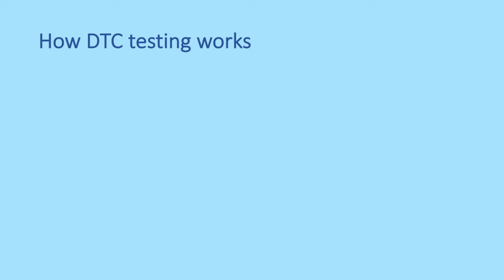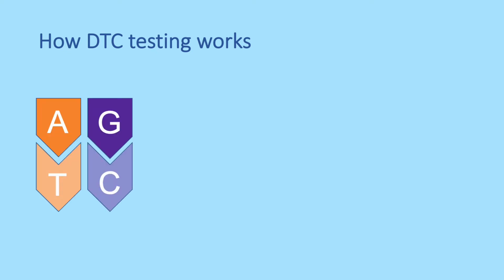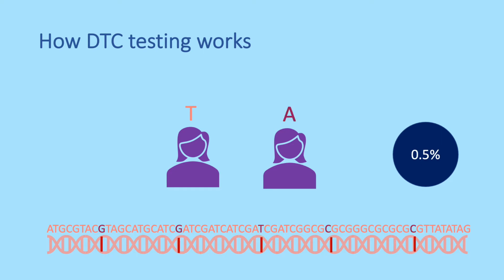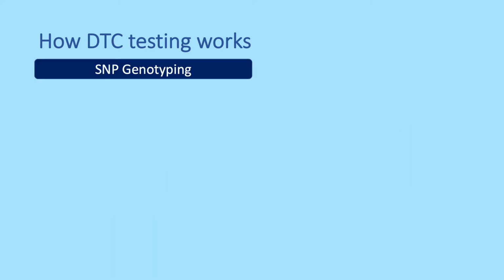The genome is made up of 4 letters: A, T, G, and C. Each of these letters is called a nucleotide. Our genome is made up of 3 billion pairs of these nucleotides, and humans are the same at about 99.5% of them. The other 0.5% is variable in the general population, meaning people can have different nucleotides from each other at those positions. The variable positions are called single nucleotide polymorphisms, SNPs, or variants.